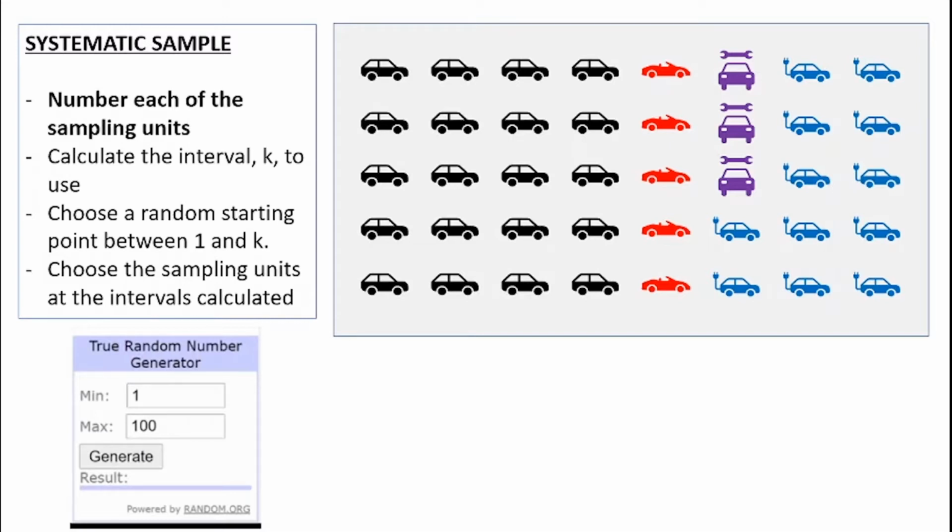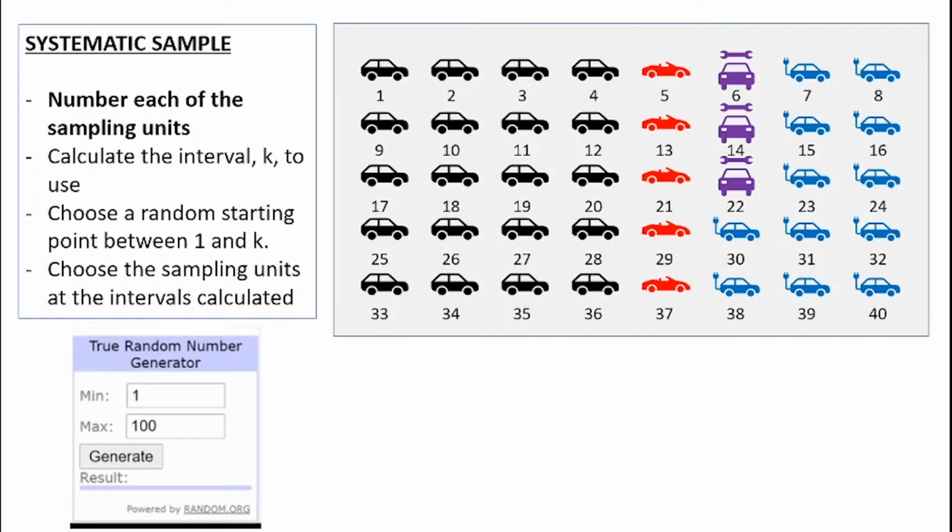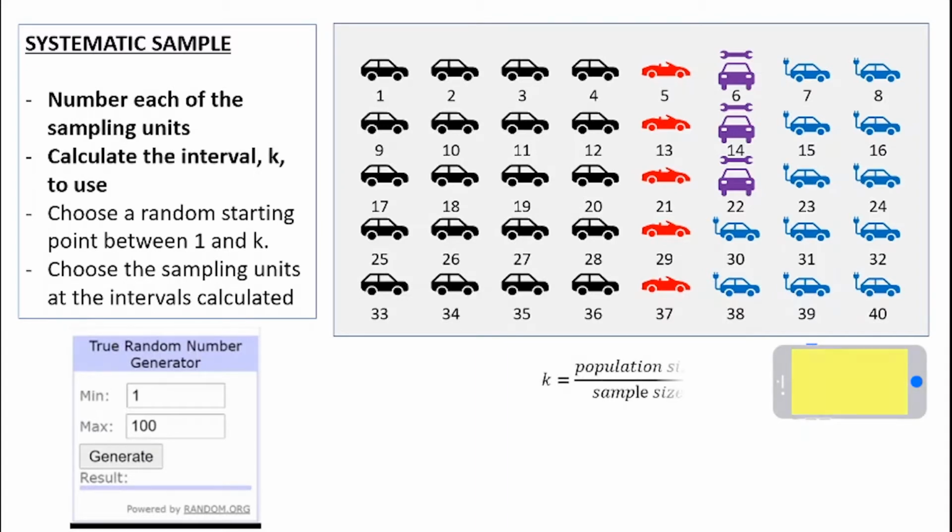The way to take a systematic sample is initially we're going to number each of the sampling units. So each of them has been given a unique reference number. Next, we need to actually calculate the interval that we want to use. To do this, we basically take the population size and we divide by the sample size. So I know what regular interval of the population will allow me to have an even spread through the population, picking out sampling units that can be part of my sample. So in this case, the population size is 40 and we're going to take a sample of 10. So 40 divided by 10 lets me know that my interval is to be 4.